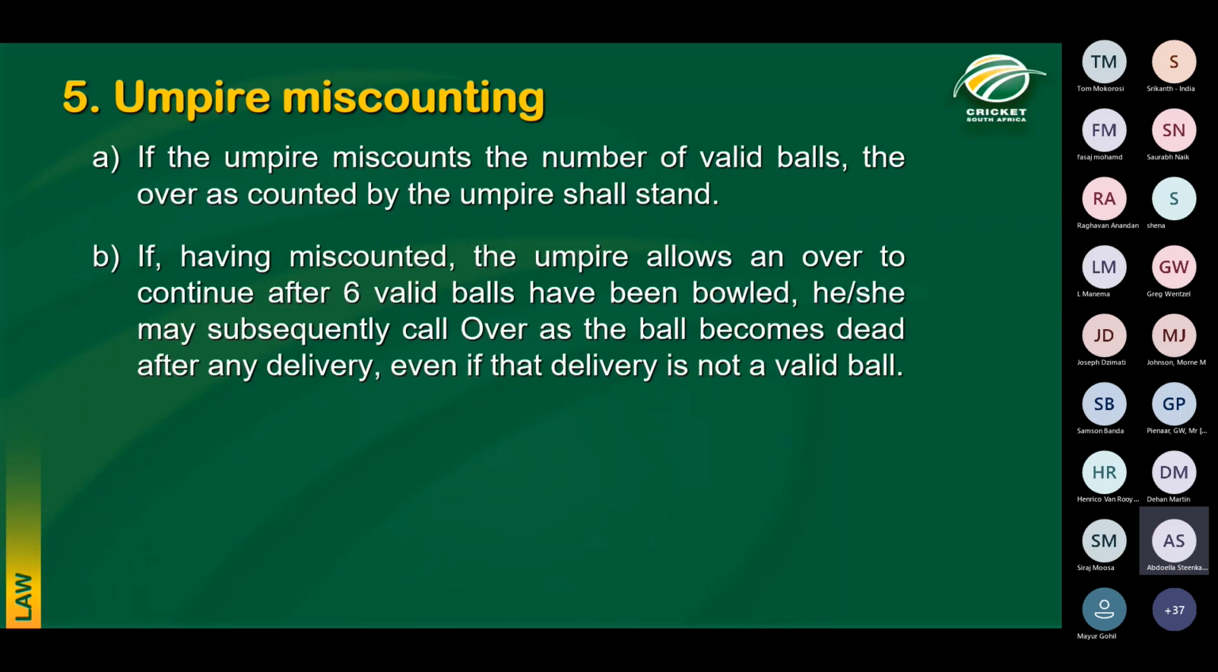Let's say you've allowed the 7th ball of the over to be bowled. And now that 7th ball of the over is a no ball. But now you've realized, oh no, we've allowed an extra ball. We've allowed a 7th ball. But now the 7th ball is a no ball. We've just heard that if it's a no ball, the ball doesn't count. The ball needs to be rebowled. But the law helps us here by telling us that if you do realize that you've allowed a 7th ball to be bowled, even though that 7th ball was a no ball, you are allowed to call over.